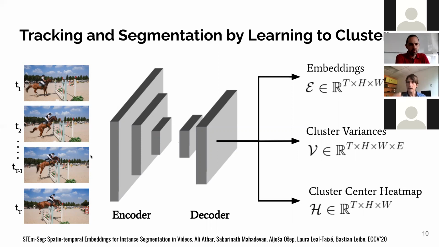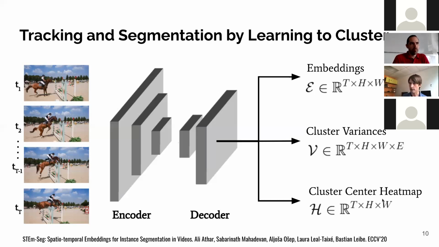So here, the big idea would be that we have a short video clip that you can see here on the left. We would stack images of this short video clip together, and we would pass this clip through our encoder-decoder based network architecture. On top of the decoder, we would have 3 network heads. One network head provides us embedding vectors for every point in the volume. The second network head will provide us a variance vector for every point in the volume. And the third head is called the cluster center heat map, and you can really interpret this head as a point-based spatiotemporal object detector. What this head will give us is a heat map, and it will tell us what is the most likely object center of an object instance in the video clip.